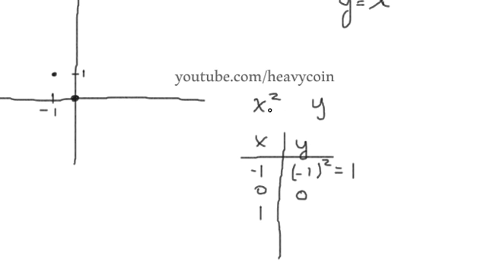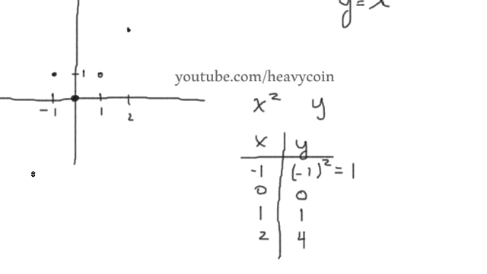Plug 1 in. 1 squared is 1. So the other ordered pair is 1, 1. So that's going to be about right here. So there's going to be some symmetry involved. Plug 2 in. 2 squared is 4. Alright, so let's say this is 1 here, and we go over to 2, and then we would go up to 4 up here. Okay.